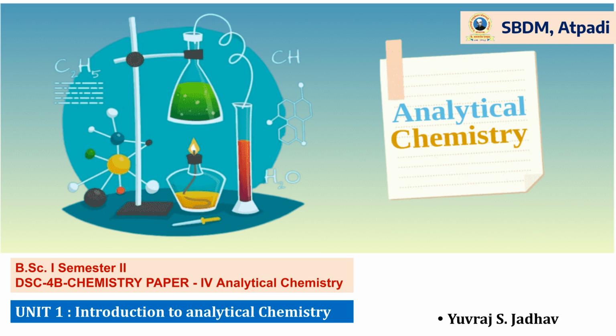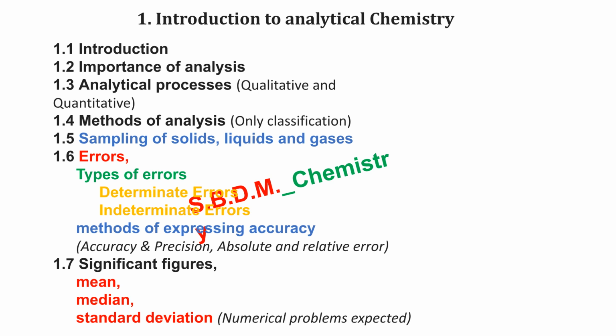Welcome to Unit 1, Introduction to Analytical Chemistry. This video covers a key course for the BSc, I Semester 2, DSC 4B Chemistry Paper IV. Our unit covers several key concepts, including an introduction to analytical chemistry, the importance of analysis, analytical processes, and methods of analysis. We will also explore sampling, different types of errors, methods of expressing accuracy, and important statistical concepts like significant figures, mean, median, and standard deviation.